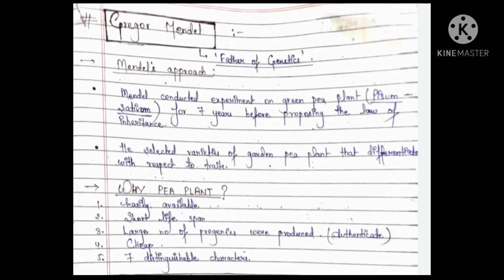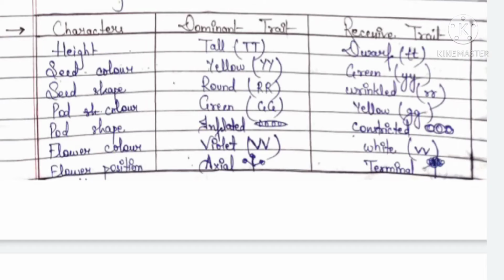Now the question arises here: why did he choose the pea plant only and not another plant? So here are a few reasons. First, easily available. Second, short lifespan. Third, a large number of progenies were produced. Fourth, cheap. And fifth, 7 distinguishable characters. So let's have a look at the 7 characters.